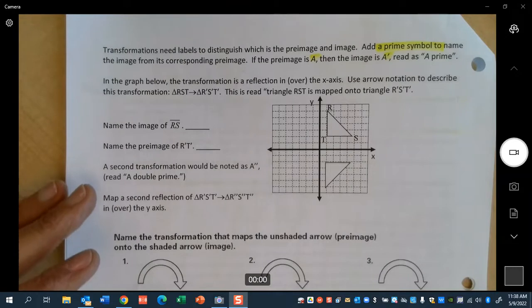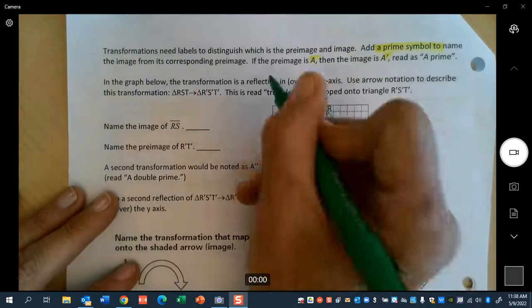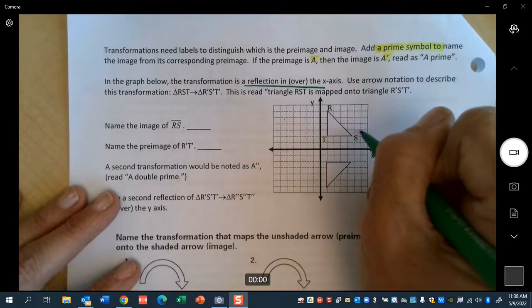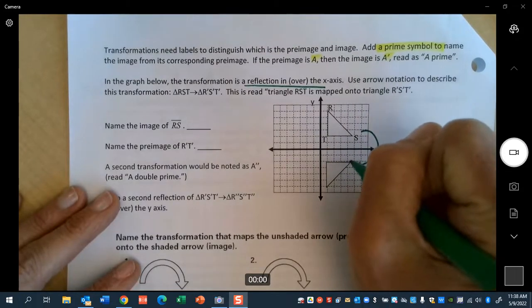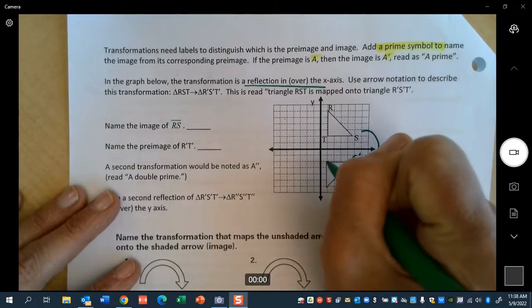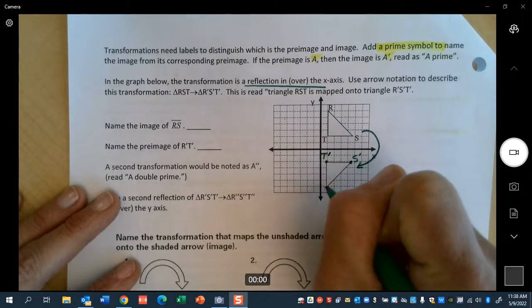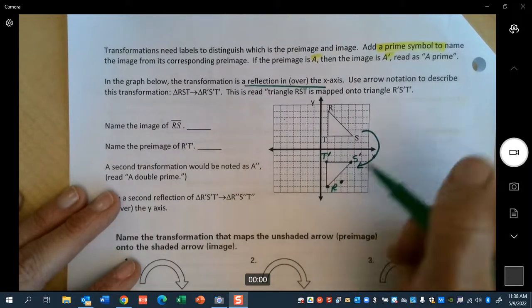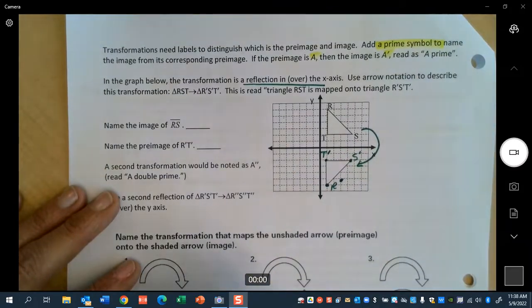So what ends up happening is we can go ahead and label the corresponding vertices. If it tells us it's a reflection over the x-axis, that means that this shape has been reflected over this axis. So this vertex here is going to correspond to S, this vertex here is going to correspond to T. And notice R is the furthest away from that line of reflection each time.